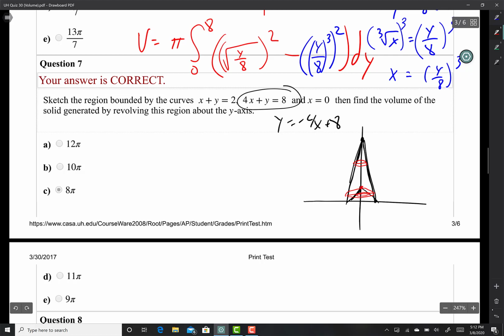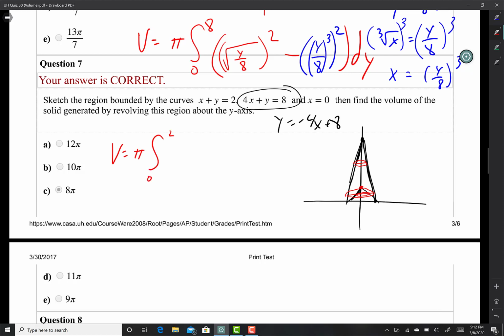And notice right here, up here, that's just a disc. But down here, that's a washer because there's a gap. So you've got to find out that value, and you're going to have to do it with respect to y, as you can see. So that value there is 2. We already know that. So 0 to 2. So that's a washer. So volume equals pi integral 0 to 2.